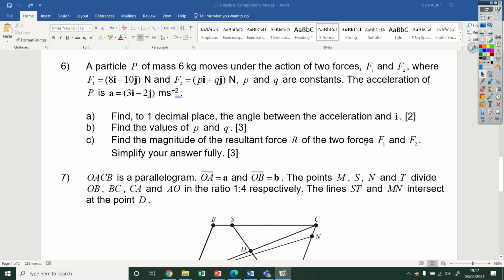So this is involving 2 forces and a little bit of mechanics knowledge, but I think it's okay to just introduce it at this stage, just because it's quite a simple formula to use. So a particle P that has mass 6 kilograms moves under the action of 2 forces, F1 and F2. F1 is known, it's 8, minus 10, and F2 is unknown, it's Pi plus Qj. P and Q are constants. And the capital N here is for newtons, which is what we measure forces in, if you weren't sure.